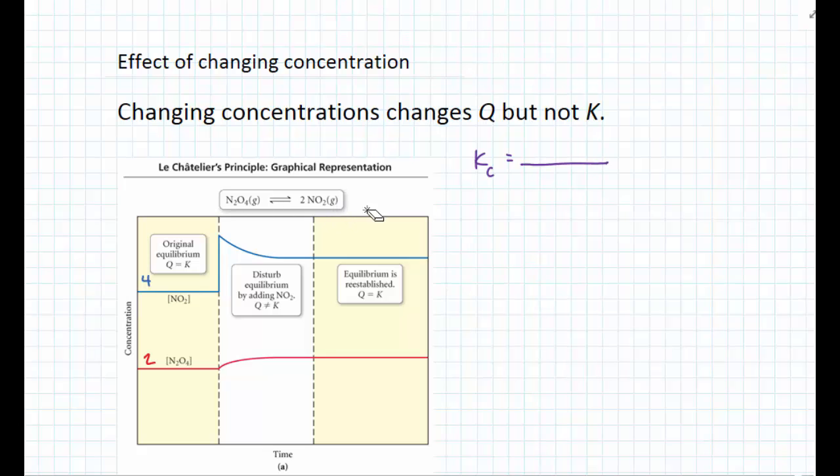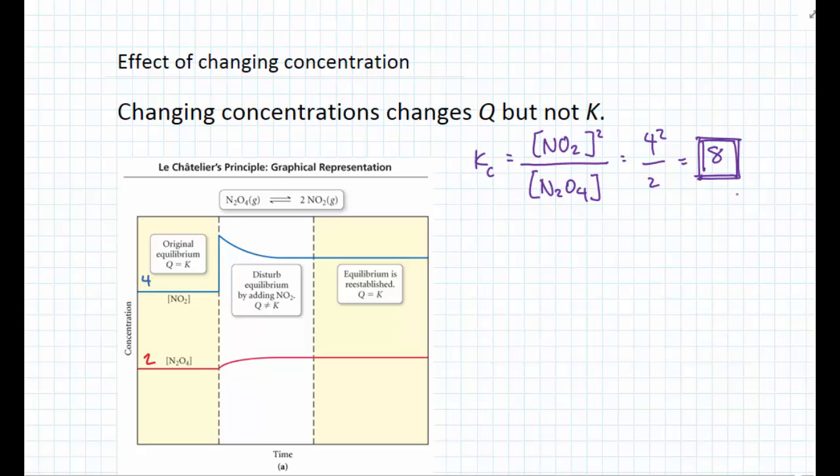If this is our equilibrium, what would I have to have on the top of that fraction? So NO2, yep, it has to be NO2, but squared over N2O4. So that would be 4 squared over 2, which is 8.